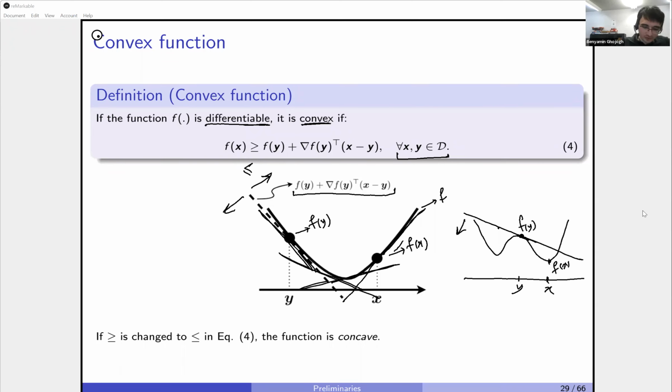And again, if you change the inequality, the convex becomes concave. We might have a third case where it is neither convex nor concave. We might have the curve. So don't think that the function is always either convex or concave. No, we might have a function, for example, this function is neither convex nor concave. It's a non-convex function. Everything clear so far?